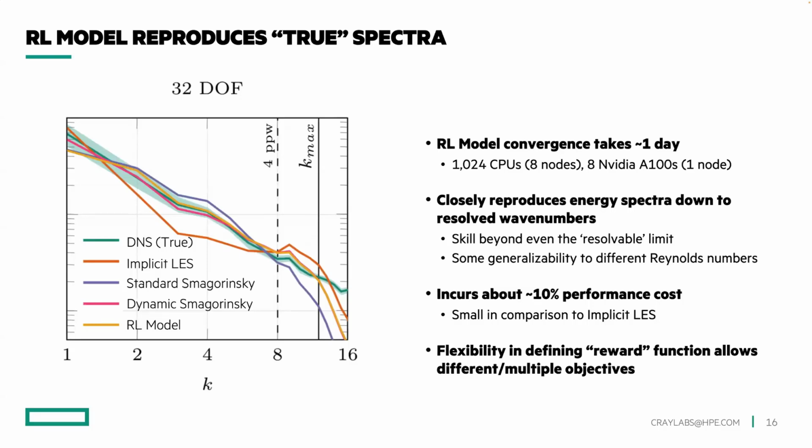It incurred a 10% performance cost, but that's small compared to other approaches like implicit large eddy simulations. And obviously, one can define different reward functions to obtain different behaviors from the reinforcement learning model. So if you look, DNS, direct numerical simulation, is the green line here with the error shown as the green shadowing. And the yellow one is the reinforcement learning model. So as you see, they're very close in this area of interest.